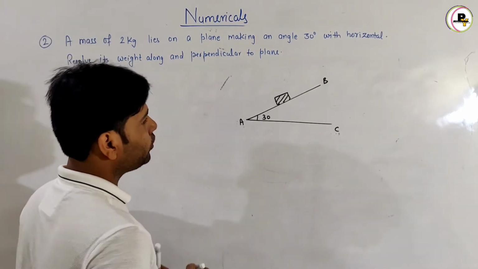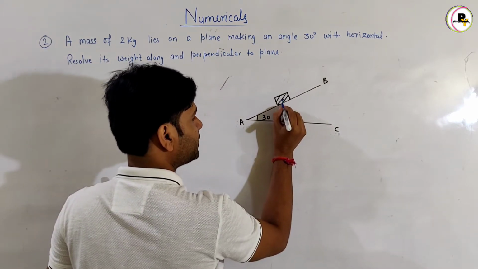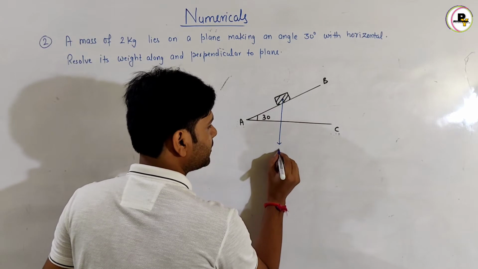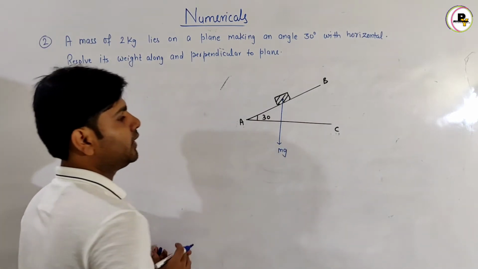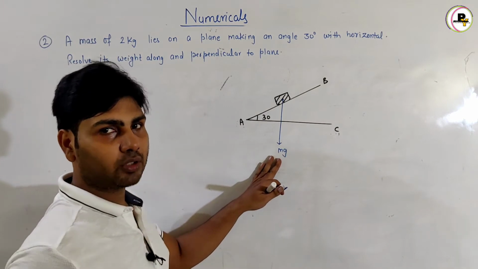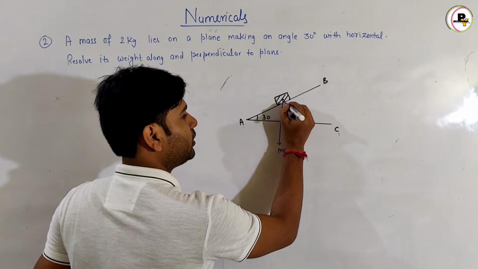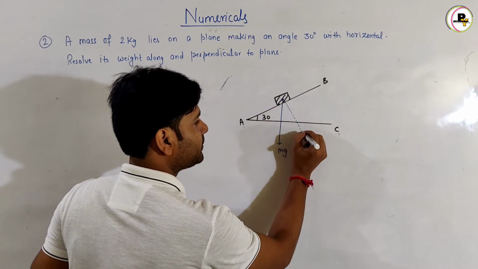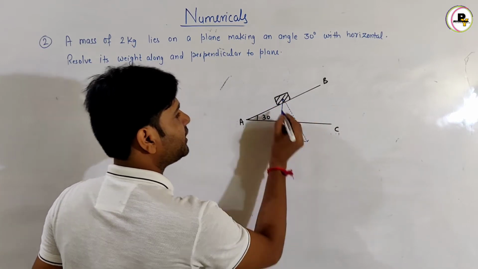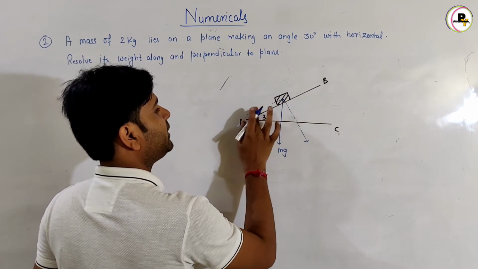So its whole weight will act vertically downwards, and I have to resolve this weight into two rectangular components. One component perpendicular to this inclined plane and the second component along the direction of the plane, or parallel to the plane.